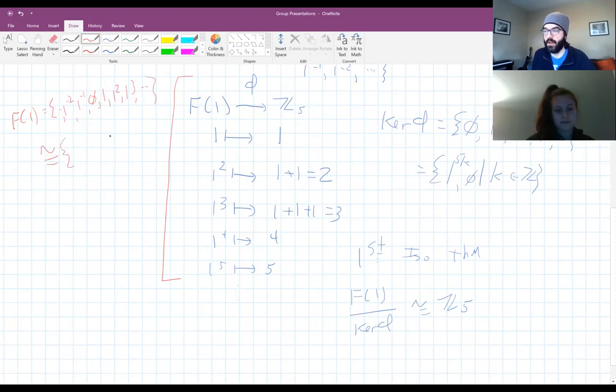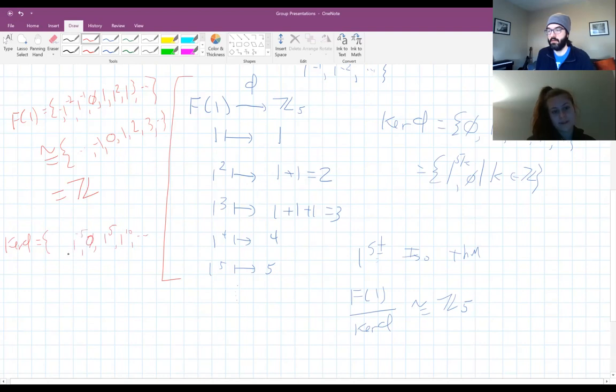What if I just write this a different way? 0, 1, 2, 3. Oh, like the integers? It's the integers. So that free group on one letter, or on one symbol, is isomorphic to the integers. Okay? And then what does the kernel look like? Well, we said this is like the empty word, 1 to the 5th, 1 to the 10th. So that would be 0, 5, 10, and then on the other side, -5, -10. So remember, that's what we called 5Z.